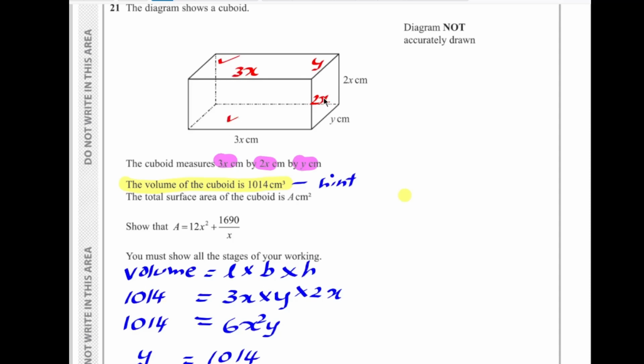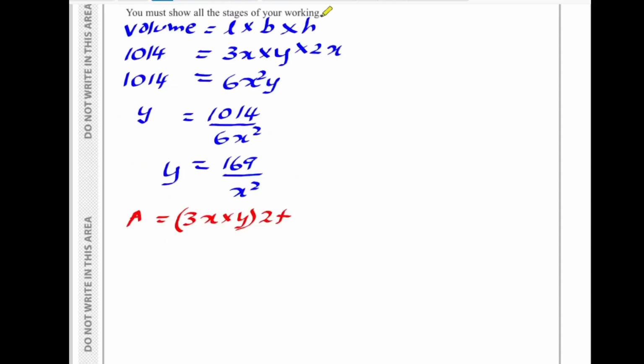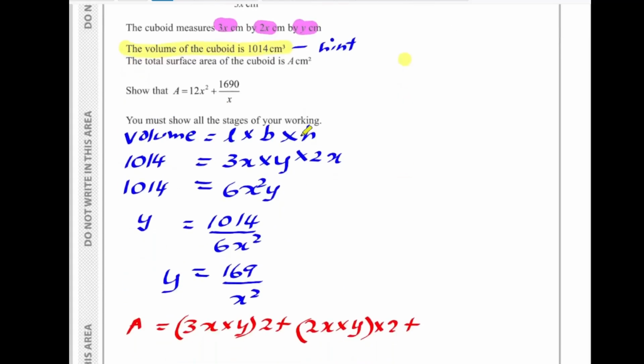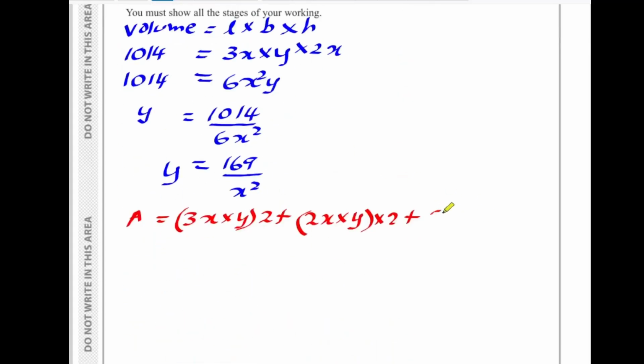After that, sides: this is 2x, this is y. Then it is 2x into y. The next one is 2x into y. We are having 2 such surfaces as well. The last one, the front one, it is 3x into 2x, plus 3x multiply 2x. We are having 2 such surfaces.